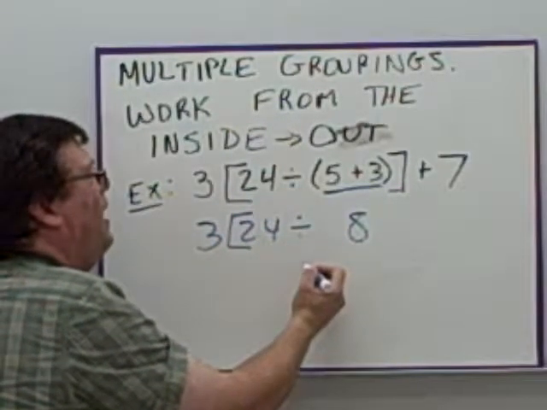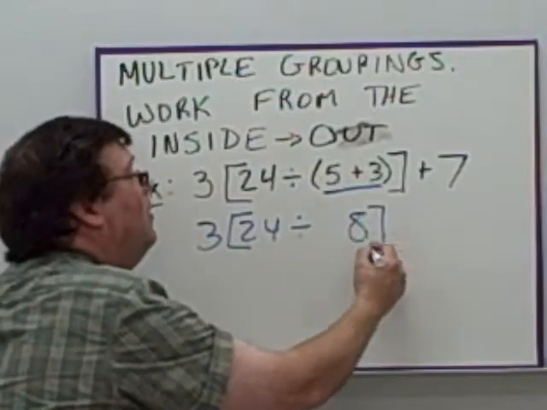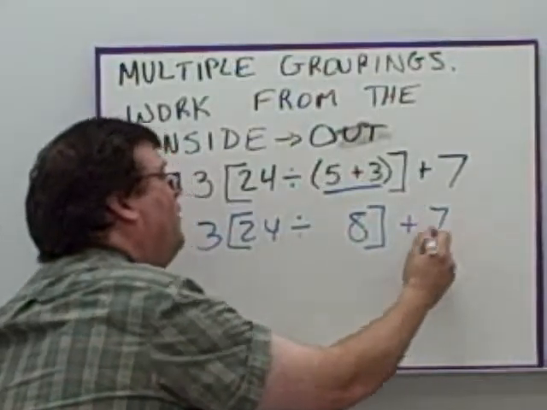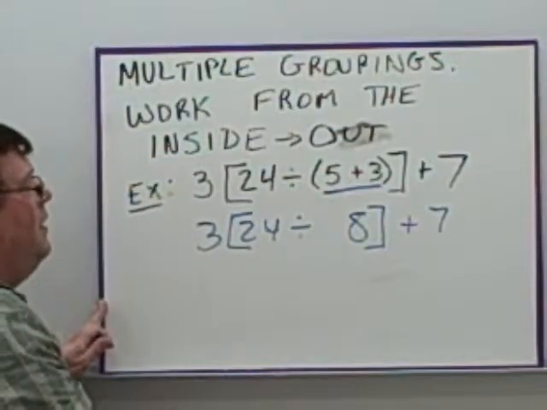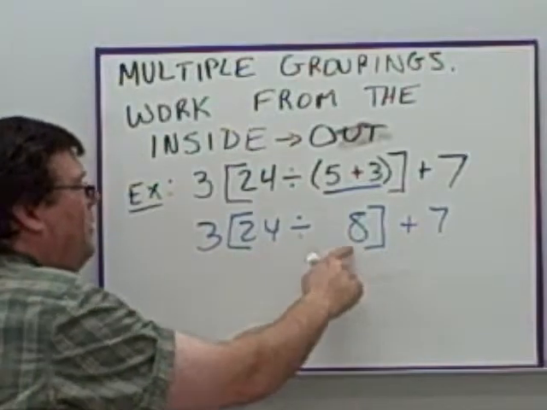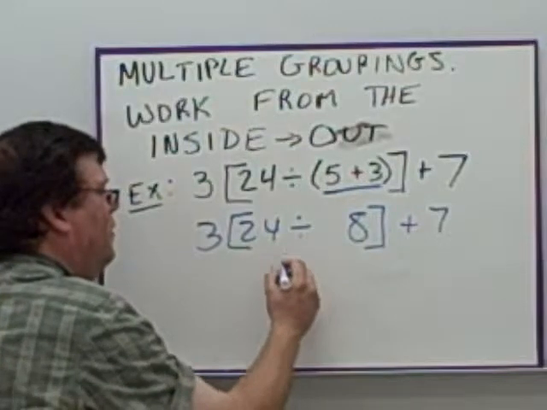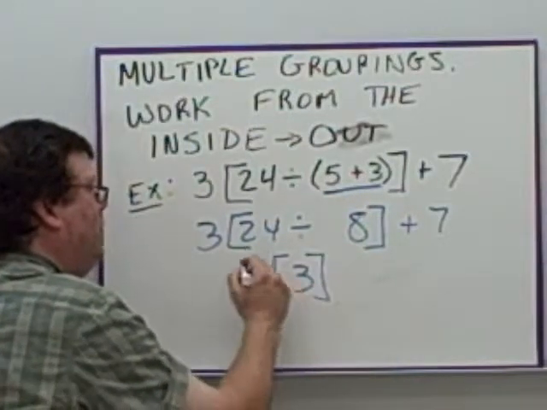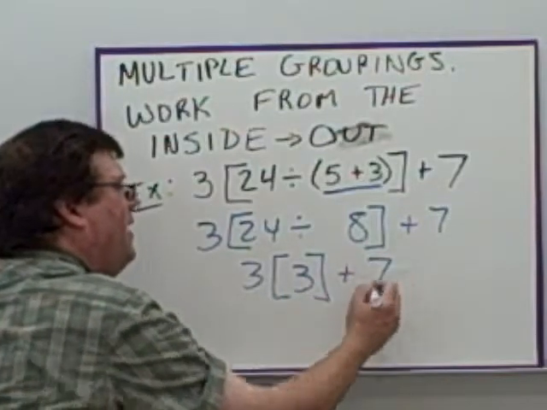I still have divide. I could put the parentheses here, but they're not necessary anymore. Put the bracket there, plus 7. Everything else stayed the same. The only thing I've done so far is that set of parentheses. Now, I have to do the other set of parentheses. So I do the 24 divided by 8, which is going to give me 3. So I have 3, square brackets, 3, plus 7.